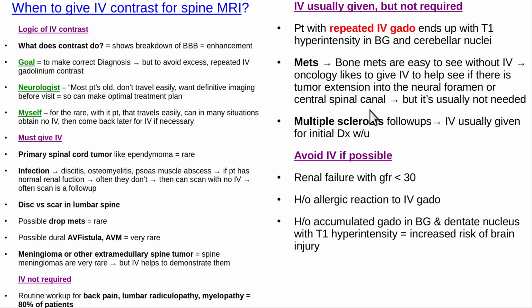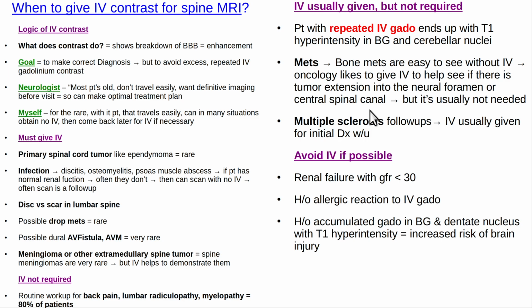So what I'm saying here is it's better to get a decent scan with no IV and be done very quickly than to putz around, give IV, have the patient get upset, complain they're in pain, and then stop in the middle of the study, and you can't complete the study. You don't want that. It can be difficult to get the IV in some of these old debilitated patients. So I like my rule out bone mets with no IV, but again, I understand why IV is usually given.